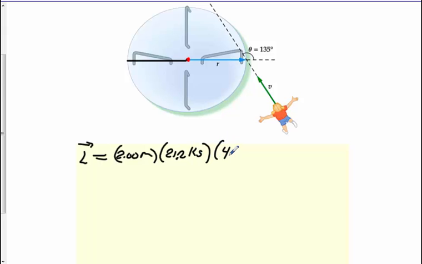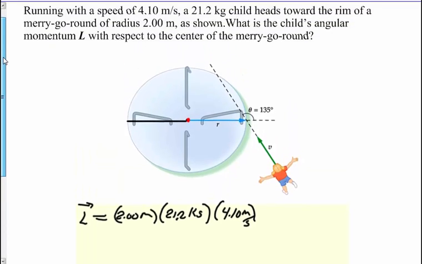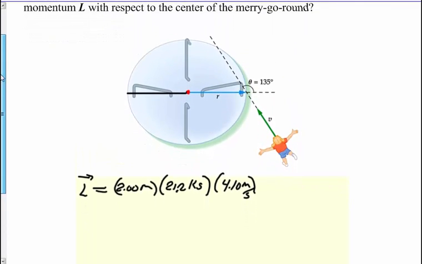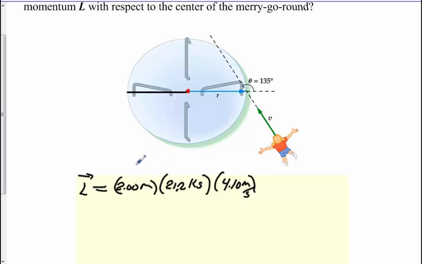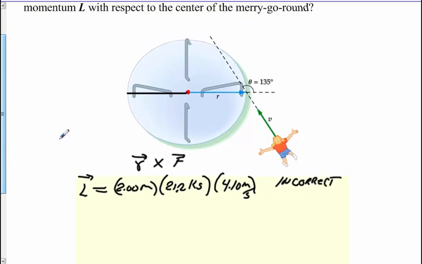Times the child's velocity of 4.10 meters per second. Okay, I cannot do that. The reason I cannot do that, remember, is that angular momentum is a cross product of r crossed with f. So this is incorrect. You cannot do this. To do this problem, there are two ways you can do this.